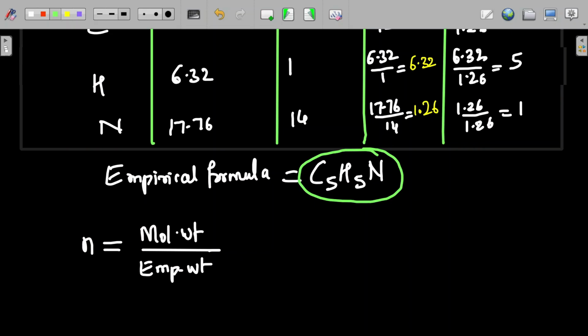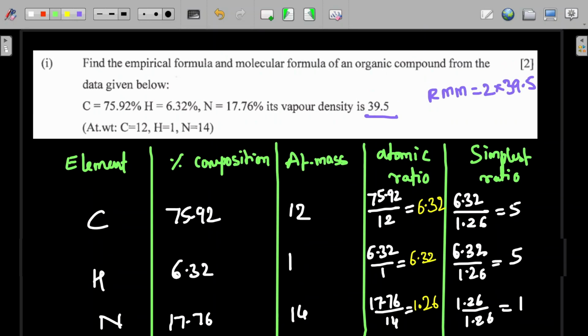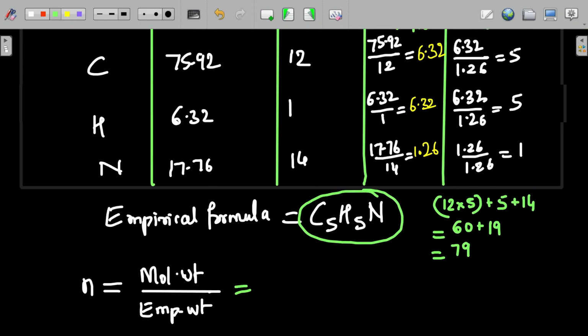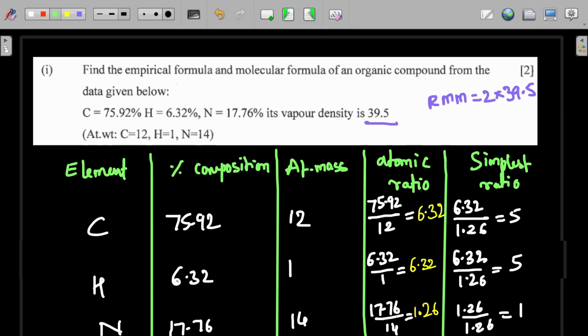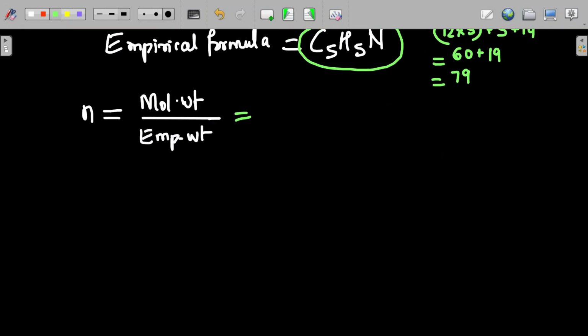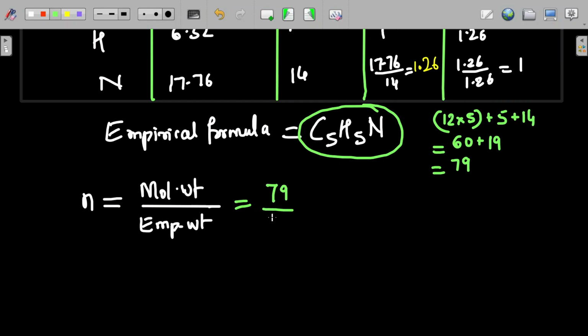But empirical weight, how do you find? From the empirical formula, you will find empirical weight. Carbon 5 are there, so 12 into 5 plus hydrogen 5 plus nitrogen 14. 60 and 5 and 14, so 79. 79 is the empirical weight. Molecular weight is what? 79 only. 2 times 39.5, if you calculate, this also comes 79 only. So your molecular weight is 79, your empirical weight is also 79, N value will be 1.